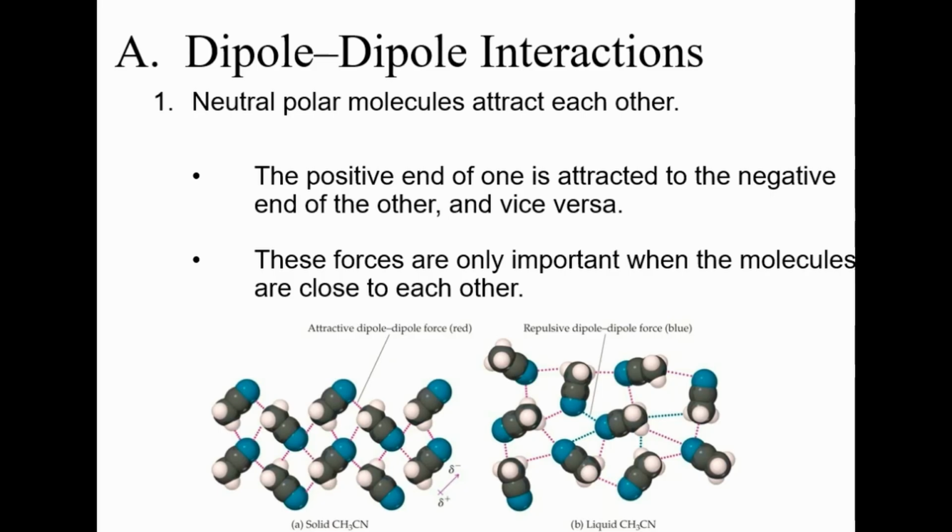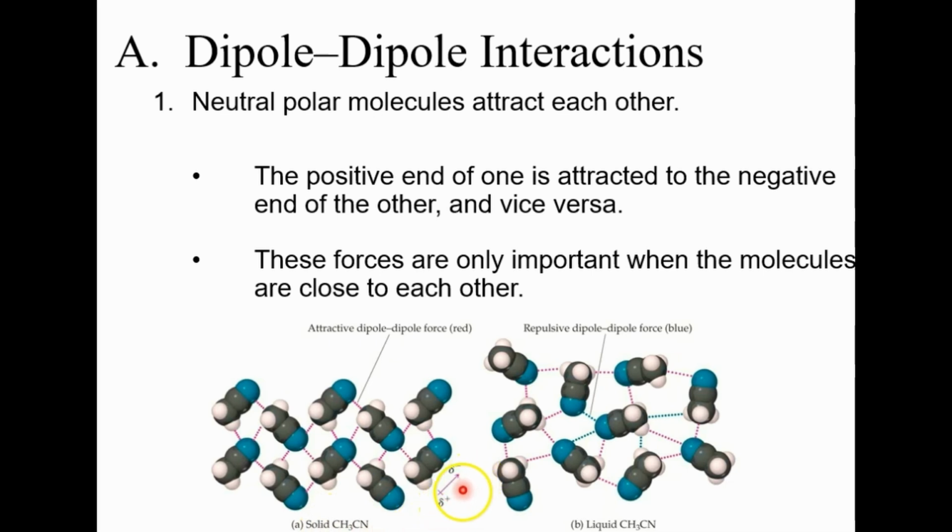So the first one we'll look at is dipole-dipole. We have a neutral molecule, but the molecule is polar. So we imagine the positive end of one molecule is attracted to the negative end of the other. Here we have acetonitrile, with a nitrogen out on the end, then a carbon, and then a CH3. Nitrogen's more electronegative than carbon. Here you can see it's kind of a linear molecule. With the electronegative element out here, it pulls electron density that way.